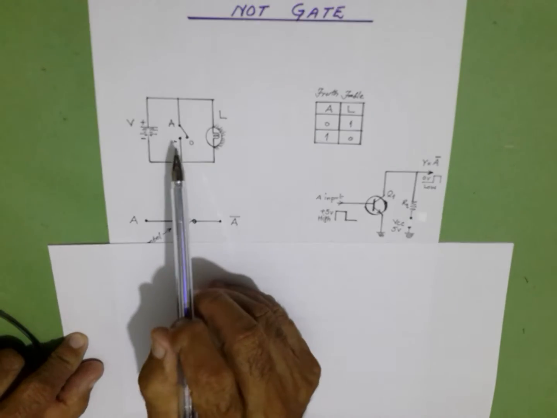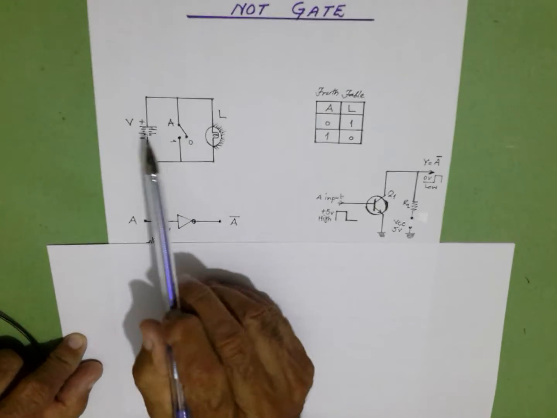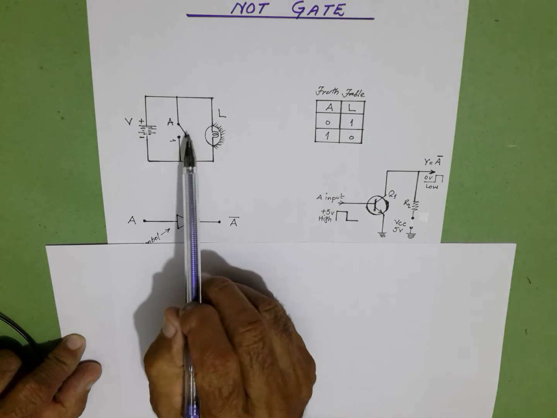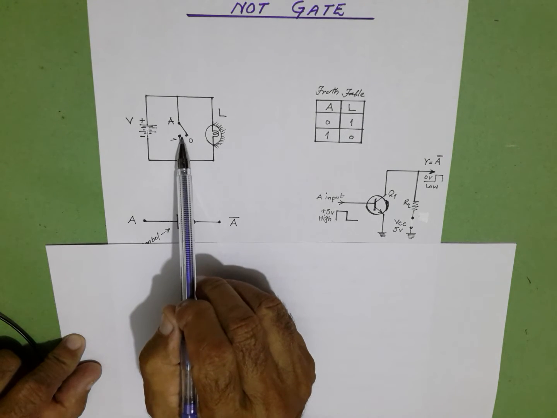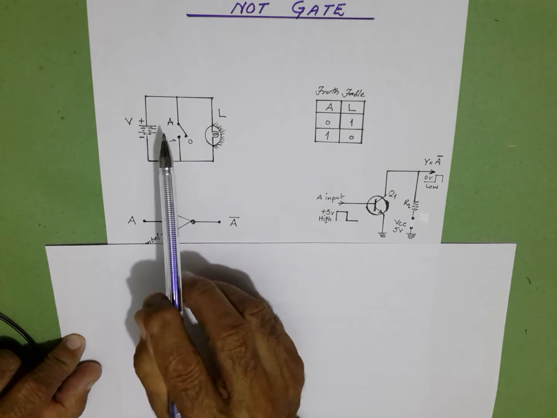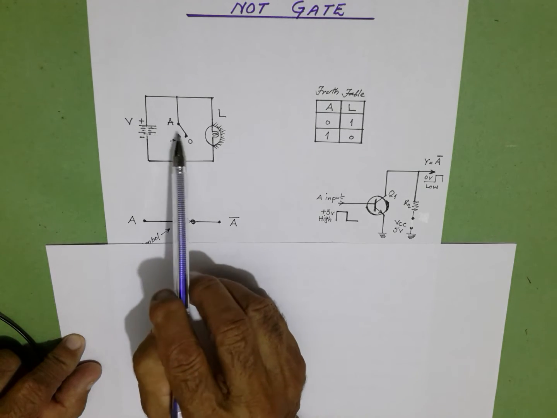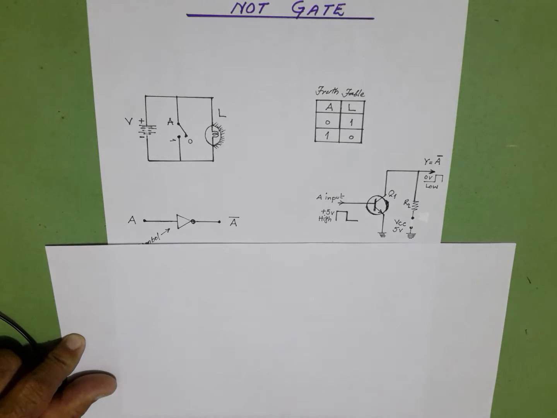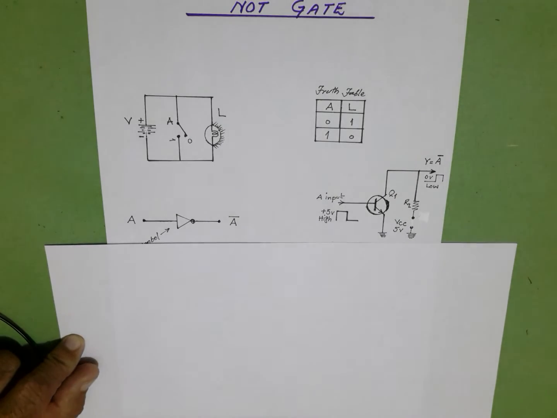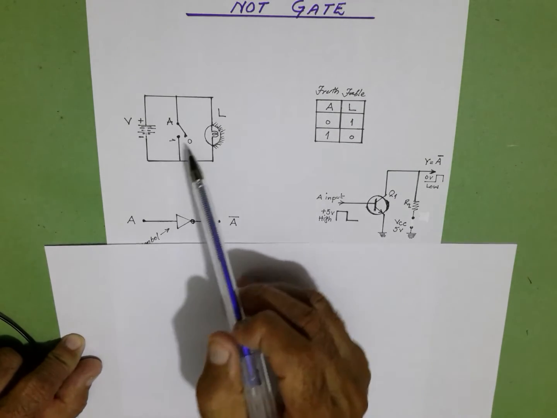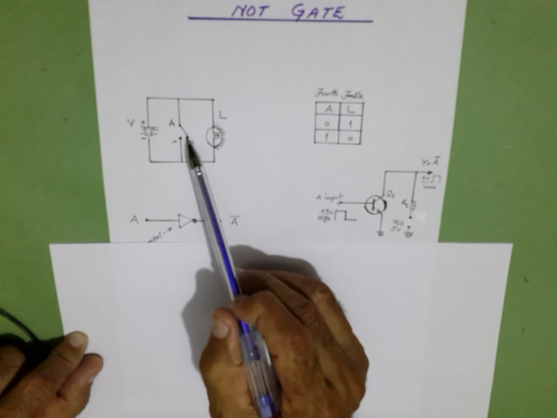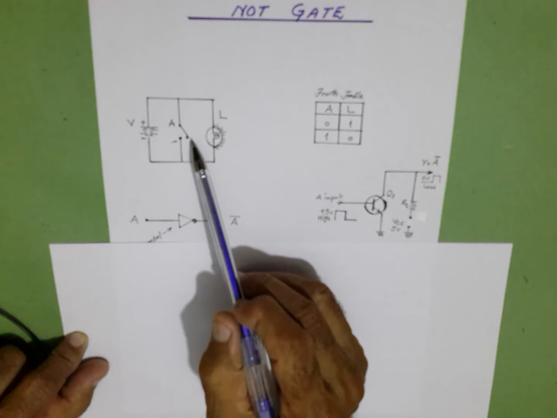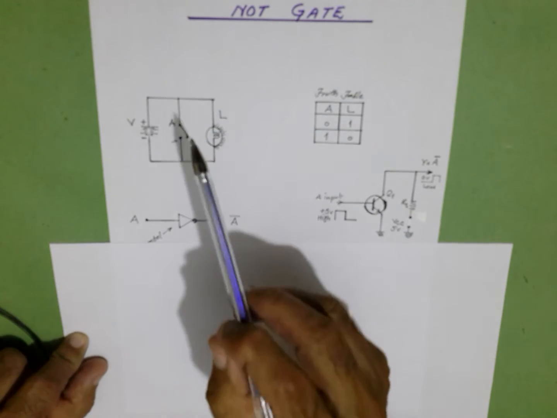Looking at the circuit, we have a battery, a switch and a lamp. The switch is connected across the lamp, or we can say the battery, switch and lamp are in parallel. Now let us see that the switch is open, the logic 0 condition. Open condition or off condition is the logic 0 condition.